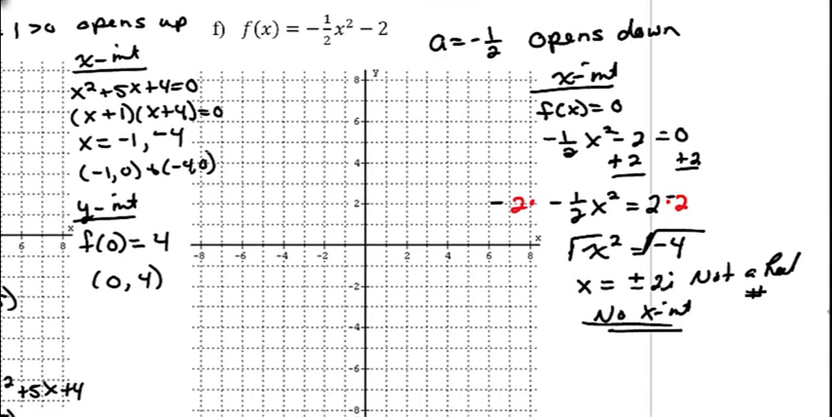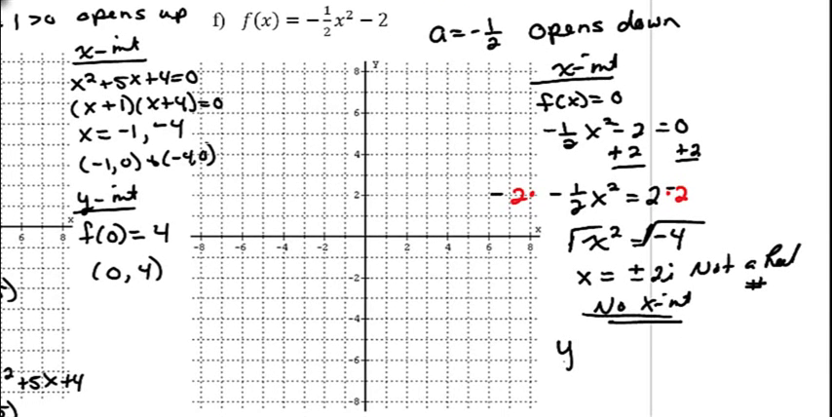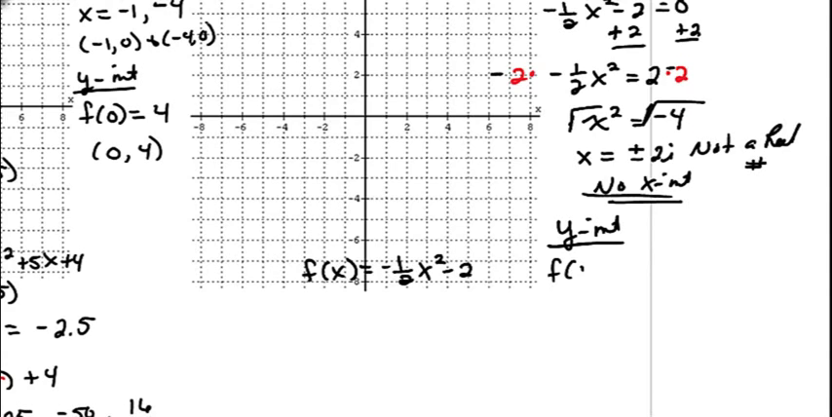Okay. And then we want our y-intercepts. And I'll just write our function back down on the bottom of the graph here. Negative 1/2 x squared minus 2. And so when we plug 0 into this function, we'll be left with this constant term, which is negative 2. So our y-intercept is at 0, negative 2.